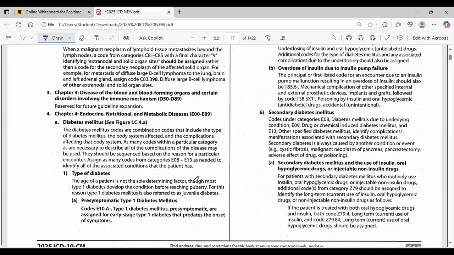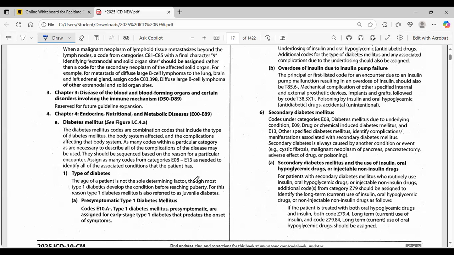Okay, now let's get started. In the last session, we completed chapter number 2, so let's do a quick recap. In chapter 2, we have a few guidelines. We have to keep the reason for the encounter as the primary diagnosis. Whatever the reason for the encounter is, we keep that in the primary position, and the other conditions will be secondary diagnoses.